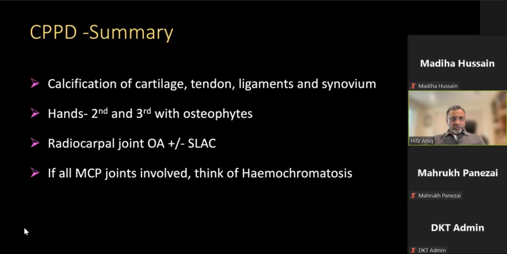So CPPD is calcification of the cartilage, tendon, and soft tissues around the joint. It typically involves the MCP joint, just like radial osteophytes. For the wrist joint, it involves radiocarpal osteoarthritis, which can lead to scapholunate advanced collapse. It doesn't always, but can occur, and it is bilateral. And hemochromatosis produces secondary CPPD.